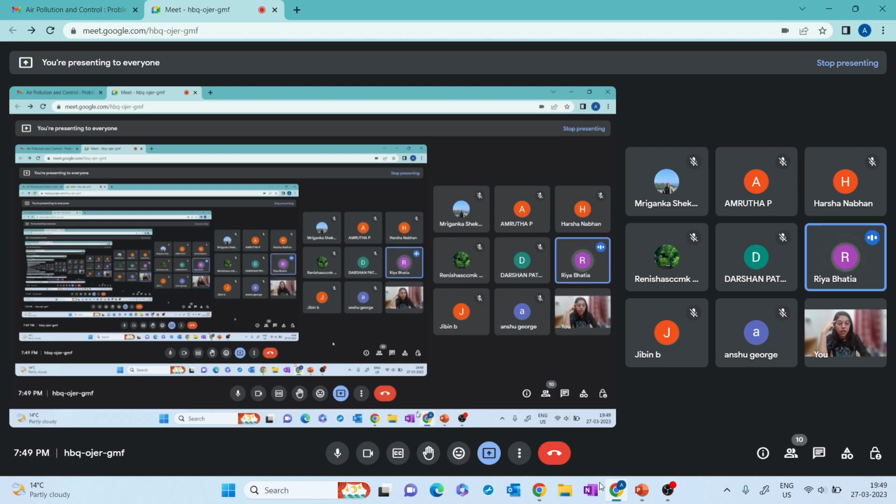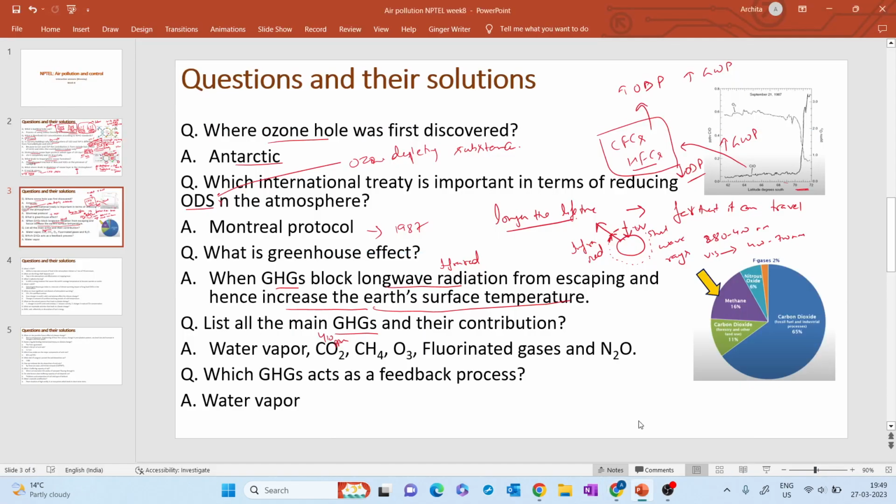Okay, so there are a few greenhouse gases which are important. For example, water vapor, CO2, methane, ozone, fluorinated gases, and N2O. Now these are all greenhouse gases which contribute to the warming, and they have different potential, that is, a different extent of how much they can heat up, or how much absorption of infrared can take place.